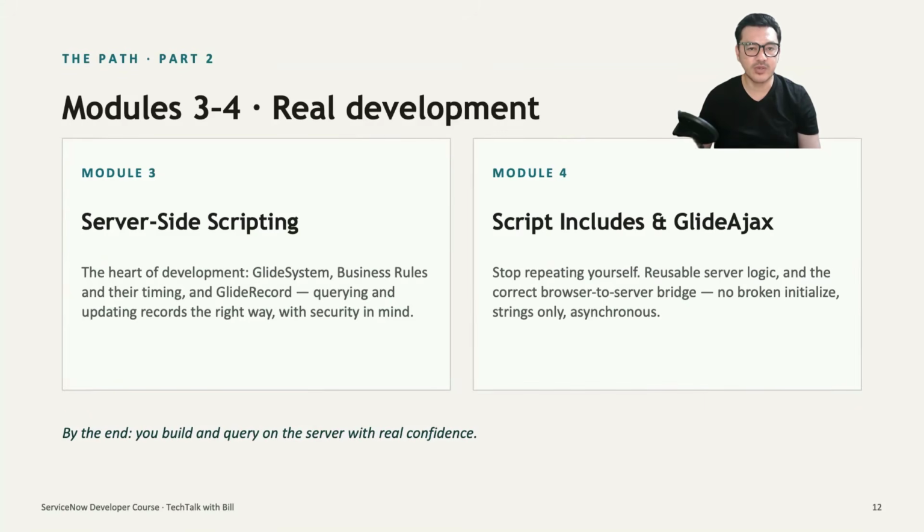Now, the fourth module is a deep dive into script includes and GlideAjax. Now you stop repeating yourself. You package your logic into reusable script includes, and you build a bridge that lets a browser call the server safely. And I would say again, in the correct way, with no broken initialize, returning strings, and running asynchronously. By the end of these two, you can build and query on the server with real confidence.